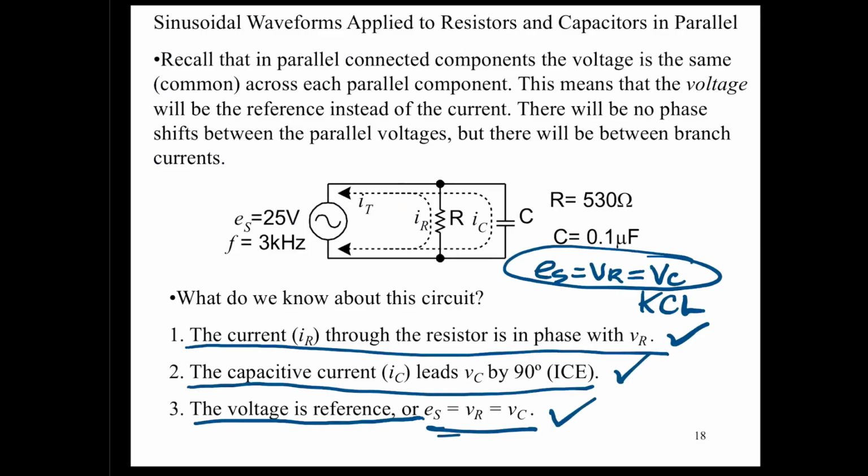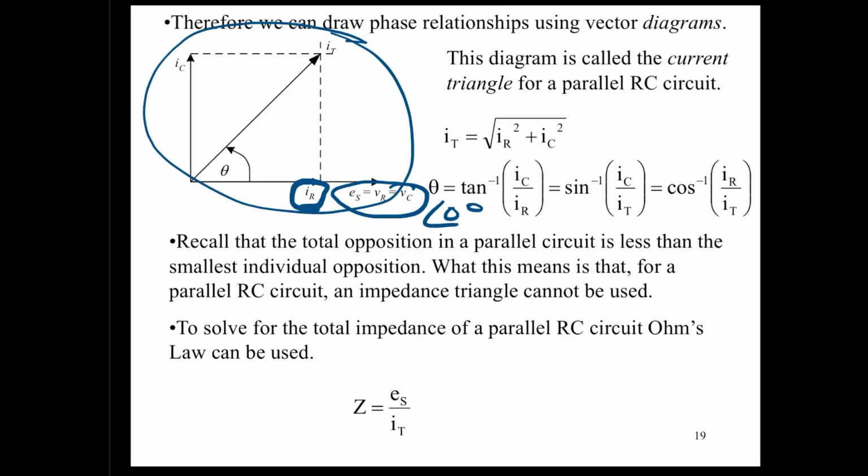Our first statement right here said that IR and VR were in phase, and they'll always be in phase. So where do we find VR in this current triangle? It is right at 0 degrees, and IR is right in phase with it. Okay? Now, what else do we know? We know that the current of the capacitor leads its voltage by 90 degrees.